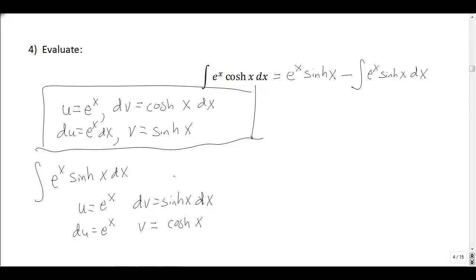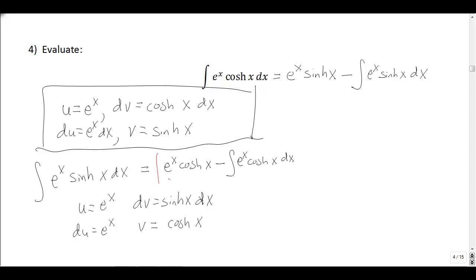Note, same thing as over here, I just replaced cosine and sine. Let's switch those around. So this integral of e to the x hyperbolic sine of x dx, well, what's that? U times v is e to the x times hyperbolic cosine of x minus integral v du, which is e to the x times hyperbolic cosine of x dx.